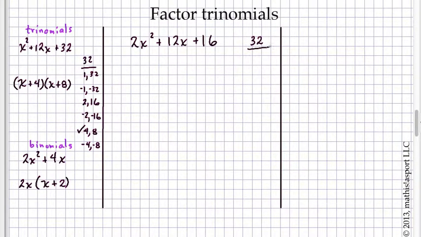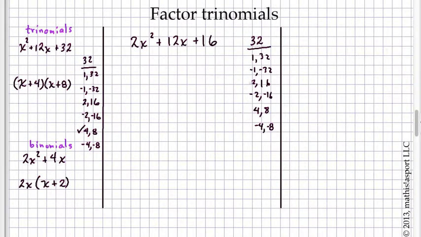And we'll write out all the ways to get 32. There's, of course, 1 times 32. And let's not forget the negatives. And 2 times 16. And the negatives. And let's see, 3 doesn't go into 32, but 4 does. And the negatives.